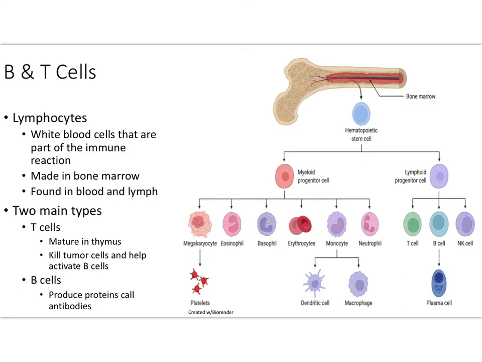So when we're talking about these lymphocytes in general, we have just general blood cells that are made in the bone marrow. Those can differentiate into various types of blood cells, and we are going to be focusing on the ones right over here, the T cells and the B cells. We'll talk a little bit about the plasma cell as well.